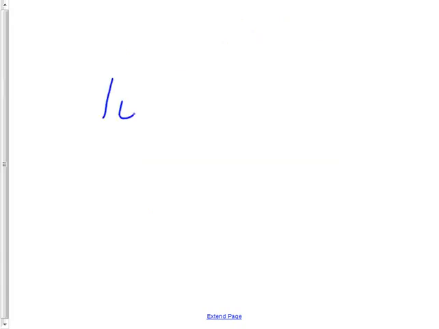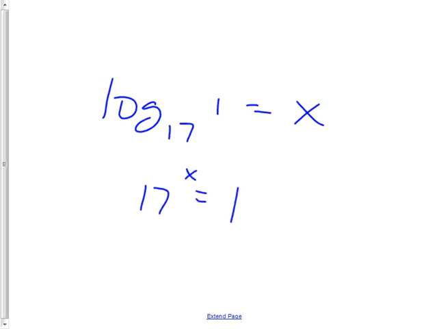Okay, how about this one? Log base 17 of 17. But it has no exponent. But the exponent therefore is a 1, and therefore the answer is 1. Okay, how about this one? Log base 17 of 1. 0, automatically. Know why? Because if I rewrite this and I put an x over here, you can always do that if you want. 17 to the x equals 1. Think about it. 17 to the what would equal 1? 0. That's why the answer is always 0.